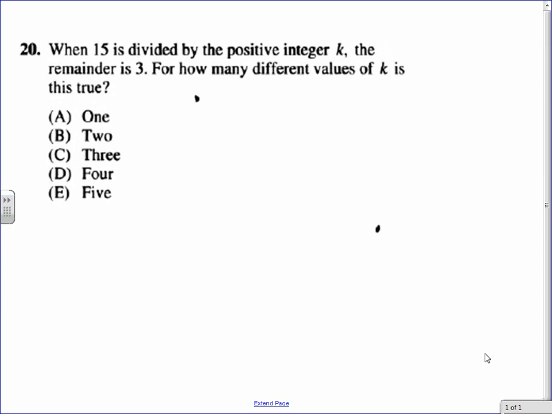So this is question 20 in test 5, section 2 of the official SAT study guide. This is on page 643 in your book. So the question reads, when 15 is divided by the positive integer k, the remainder is 3. For how many different values of k is this true?